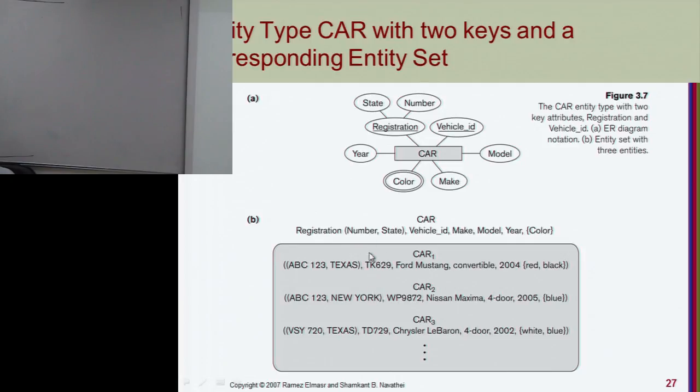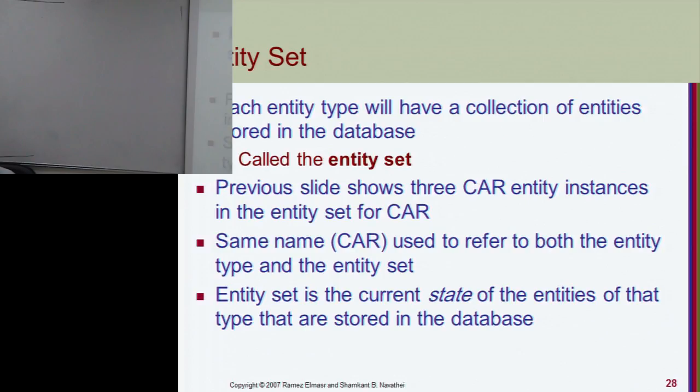Entity occurrence, because every one of the attributes of the type is given a specific value. So we have car 1, car 2, car 3 with specific values for each of the attributes. We call this the set of cars, the set of occurrences. So this is the occurrence set, this is the type. Okay, our entity set or occurrence set.